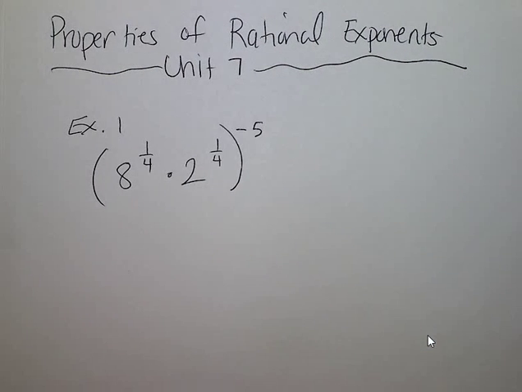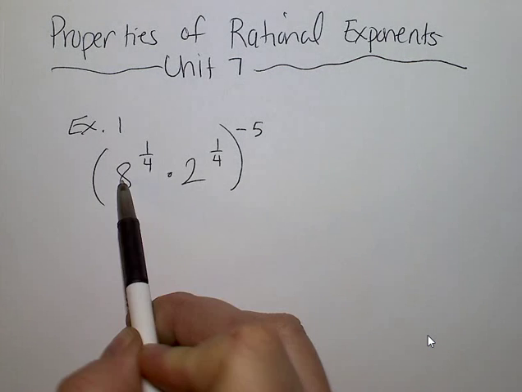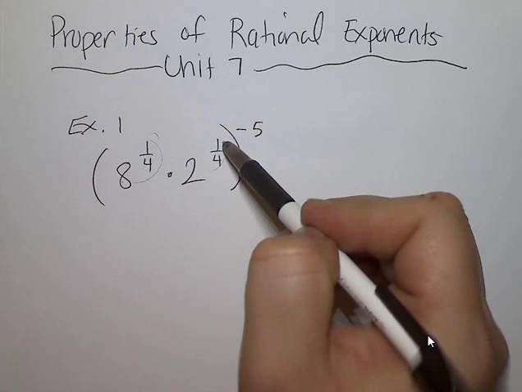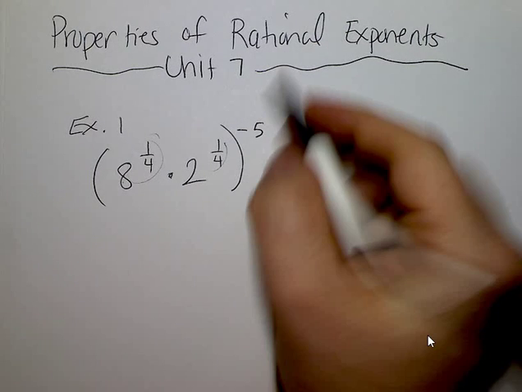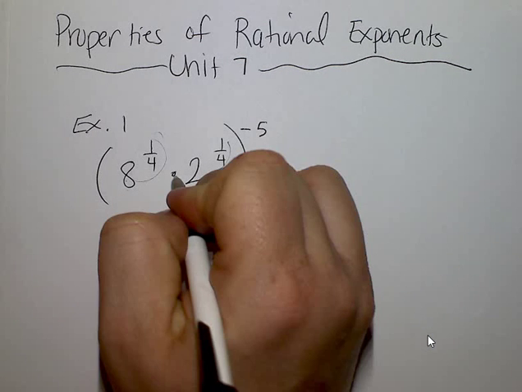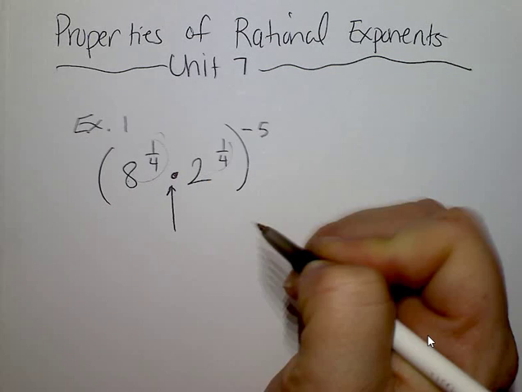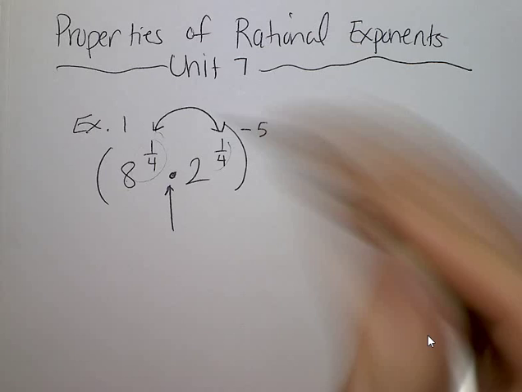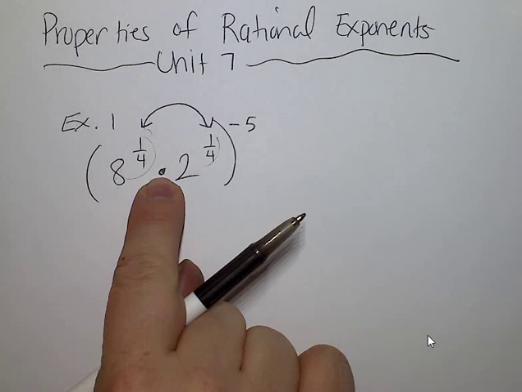If we are going to examine example number 1, we'd see that these two have different bases, the same exponent, we're multiplying, and then afterwards we're going to raise it to the power of -5. So here's how the rule works. This only works when you're multiplying or dividing and when you have the exact same exponent. Only works when you're multiplying or dividing and you have the same exponent.